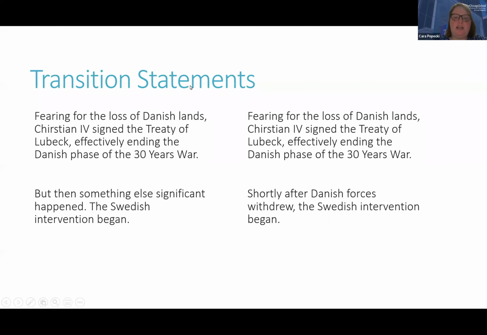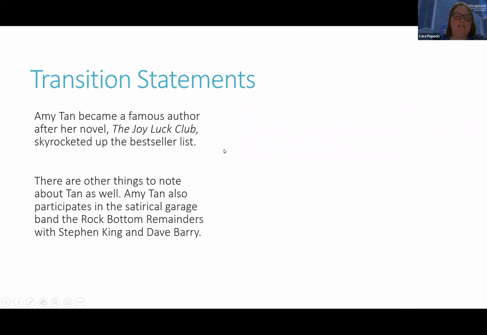All right, so I think you guys are getting the hang of transition statements. So let's look at one more example. Amy Tan became a famous author after her novel, The Joy Luck Club, skyrocketed up the bestseller list. There are other things to note about Tan as well. Again, a weak transition, right? There are other things to note about them. I could have said that anywhere.